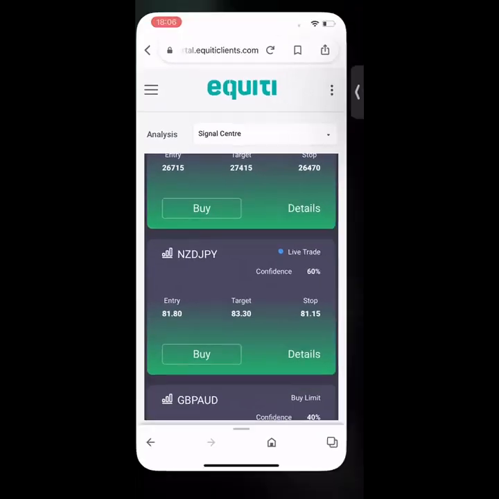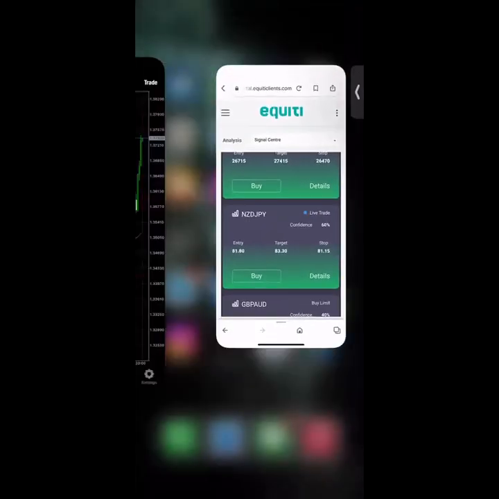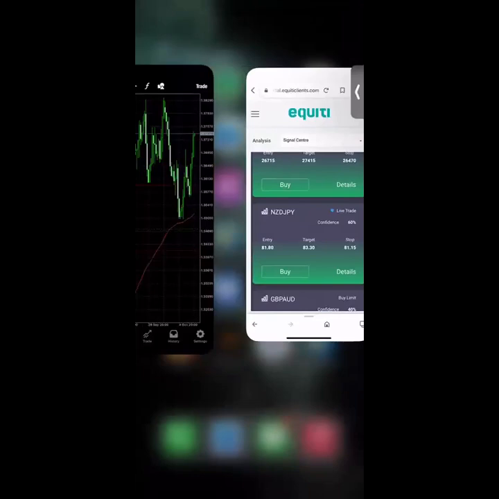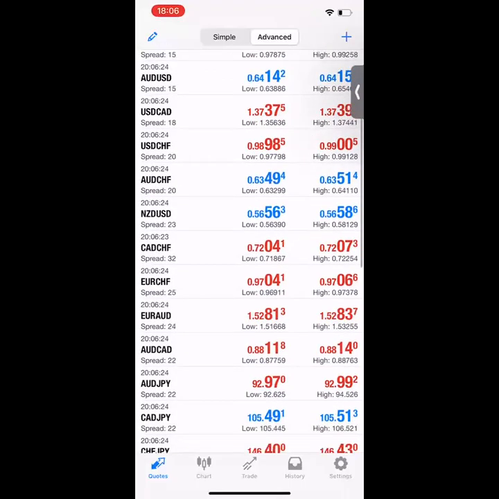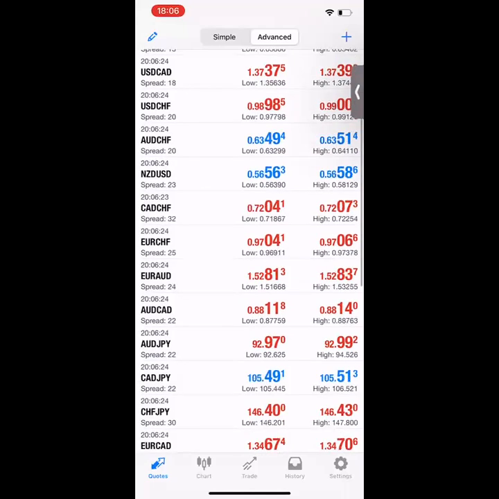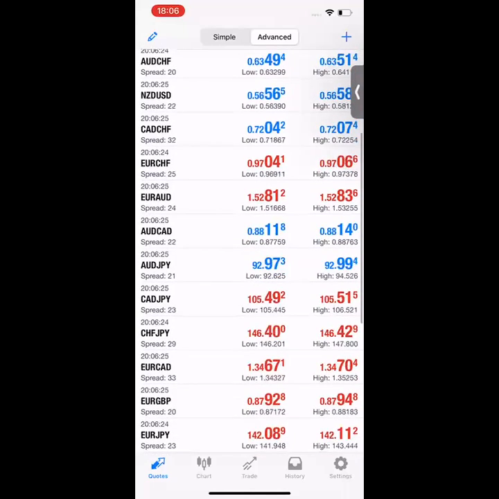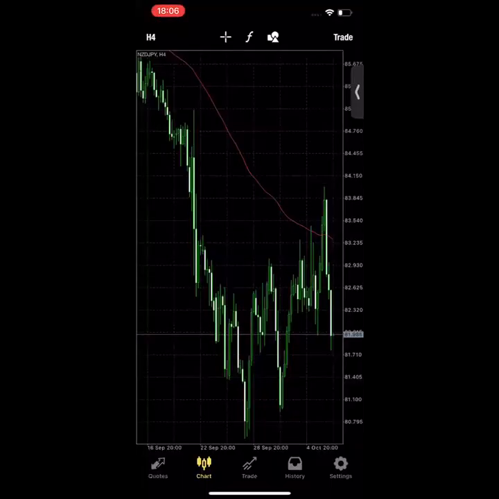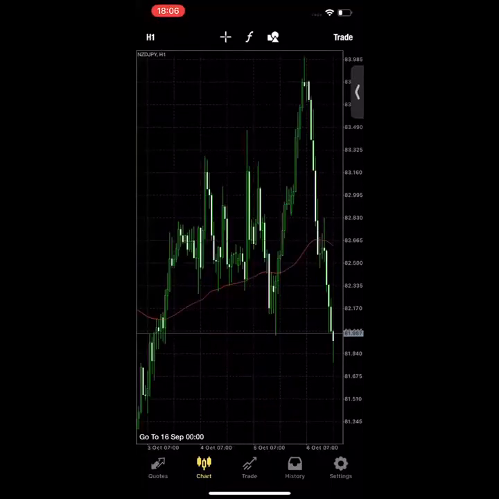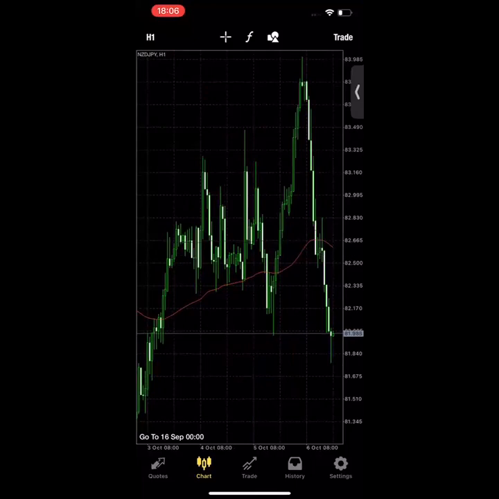So let's go back to quotes and look for NZD-JPY. So this is NZD-JPY. Let's go back to the chart so that we can see exactly what is happening. We'll look at it on the 1 hour time frame. So already this has been triggered. We were asked to buy at 81.80. It's currently at 81.985. So we're simply in profit.